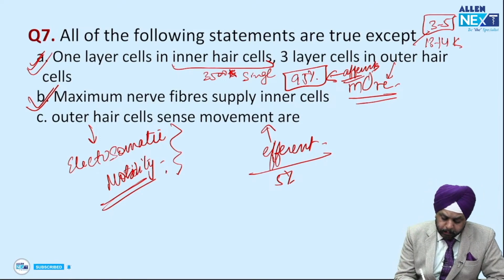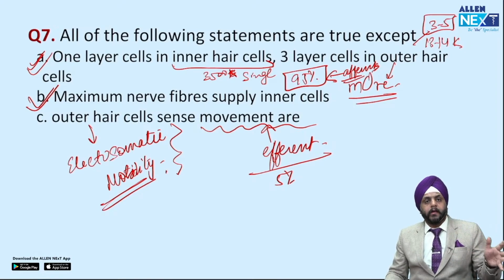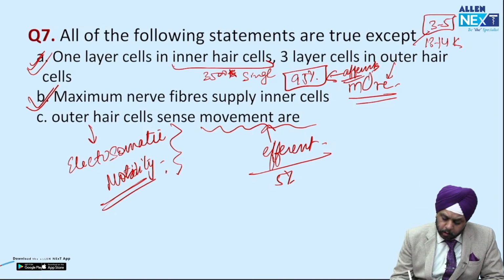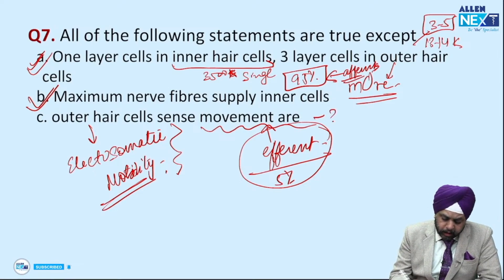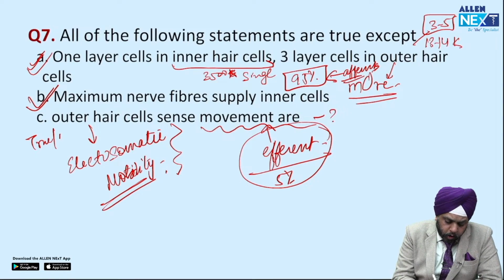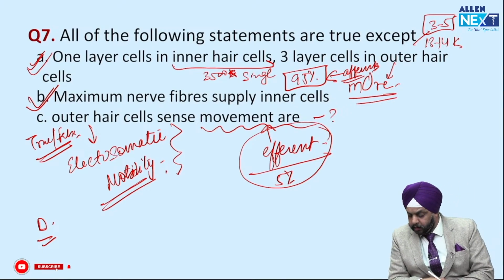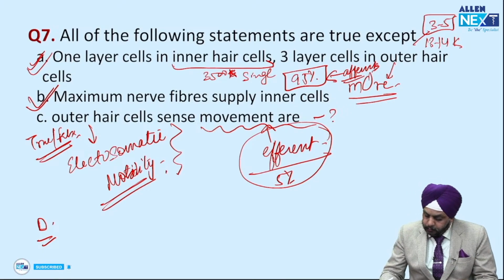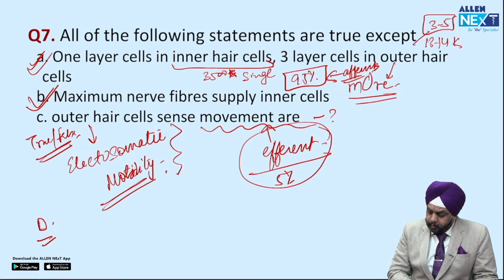Now the third statement, I didn't get a complete statement. It was about the outer hair cells sensing movement, or whether it was because of the efferent fibers. Based upon that, this statement may be true or false, and I am still waiting for the 4th option. So friends, do write to me if you know the 4th option. Please do that. Okay, right? All right. Let's go ahead.